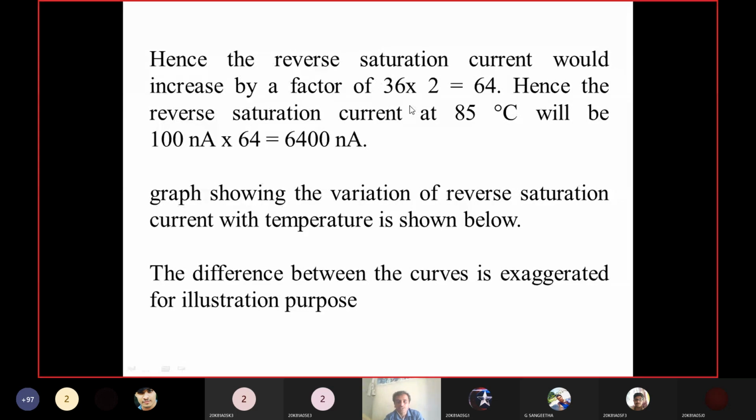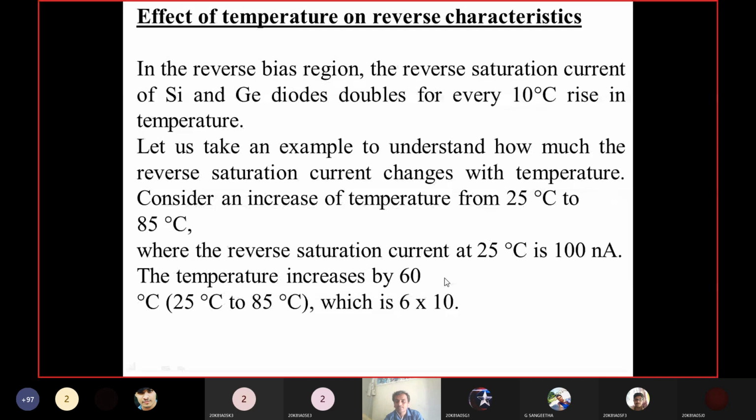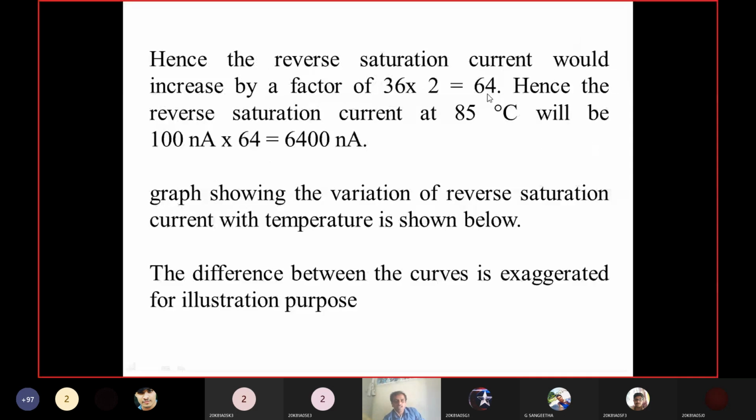Here n is the 6 gradients, since we are dividing that 60 degrees into 6 gradients. So if you apply the formula, 2 to the power 6 means 64 times. The initial current is 100 nano amperes, so it increases 64 times. So 100 into 64 means 6400 nano amperes. That reverse saturation current will become 6400 nano amperes.